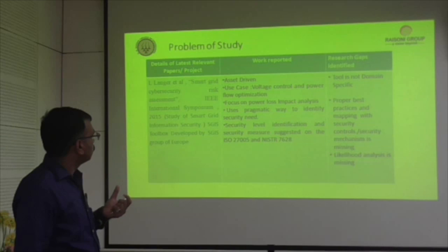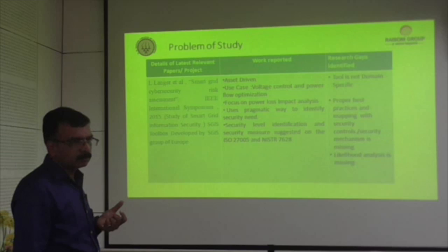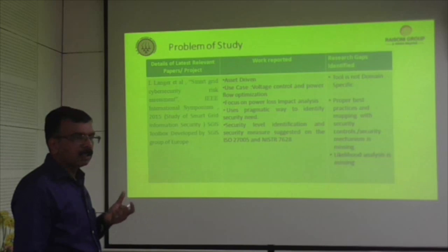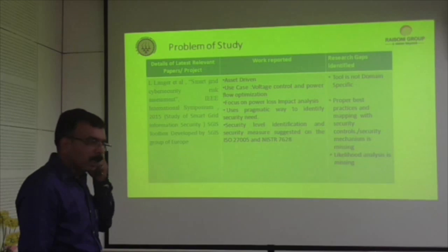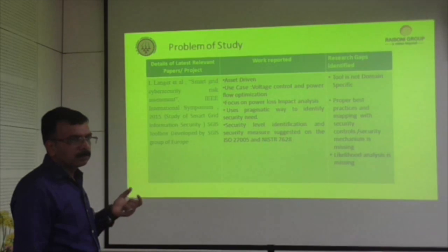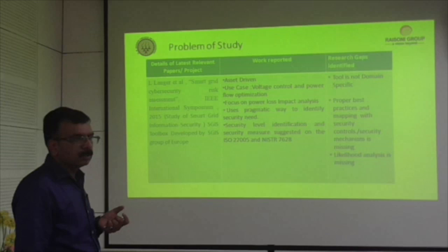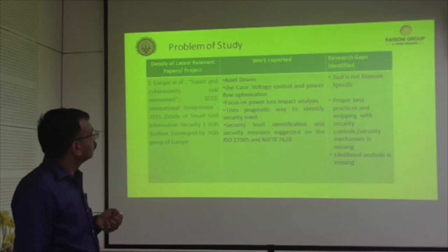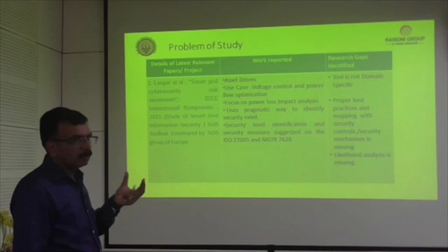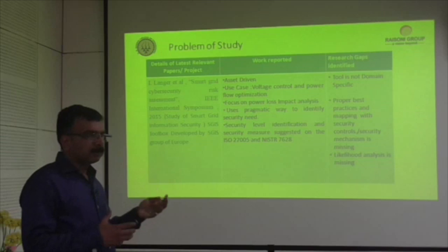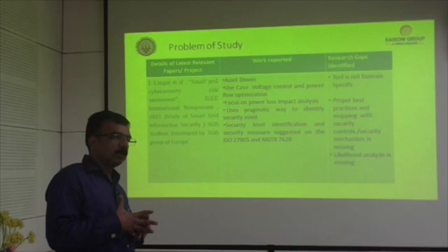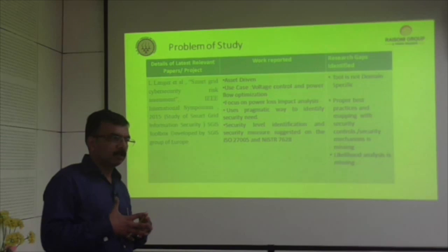For security level identification, they have used a general security mechanism, the ISO 27005. It's a general ISO standard. It's not specific to power, unlike NISTIR, which is specifically a standard for the smart grid. The tool is not domain specific. It's a general tool, with proper best practices and mapping to the security controls. Mapping the best practices to security controls is very important.